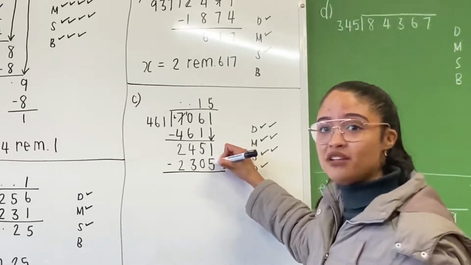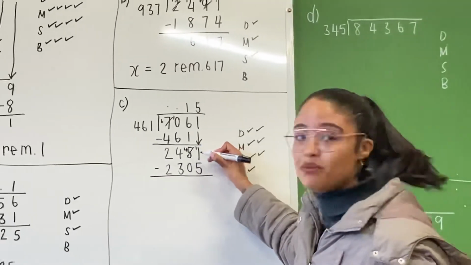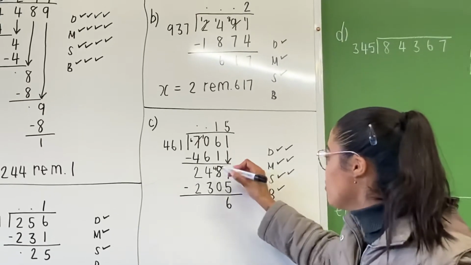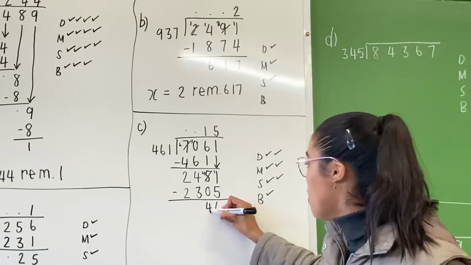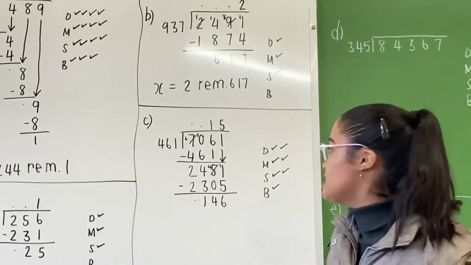Can't say 1 minus 5, so I go take 1. 4 remains there, this becomes 11. 11 minus 5 is 6, 4 minus 0 is 4, 4 minus 3 is 1, and that is a 0.